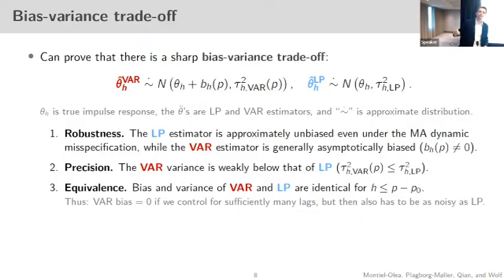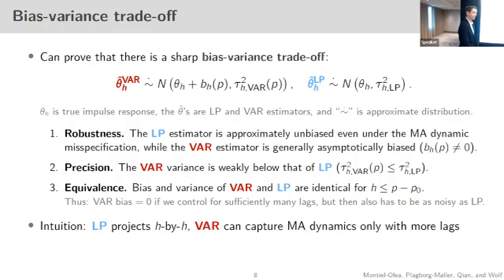Now let me increase P to say P0 plus 1. Then you can show that the VAR bias is actually 0 also at horizon 1. How does that happen? Well, the variance is also identical to the LP variance, okay? And that's a more general principle. If you have P bigger than P0, the VAR is going to be approximately asymptotically unbiased, but also has the same asymptotic variance as the local projection up until impulse response horizons H that are below P minus P0.